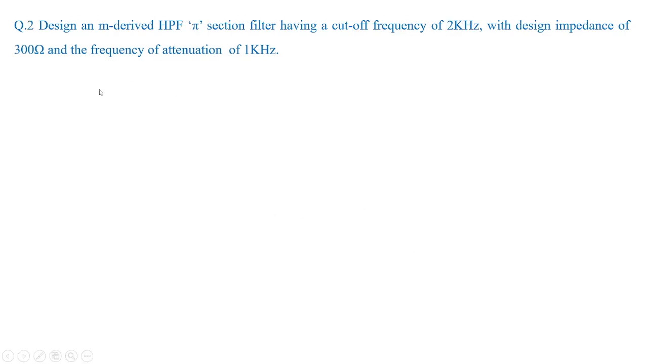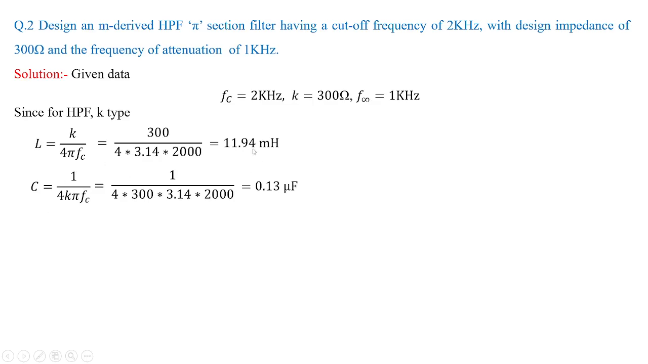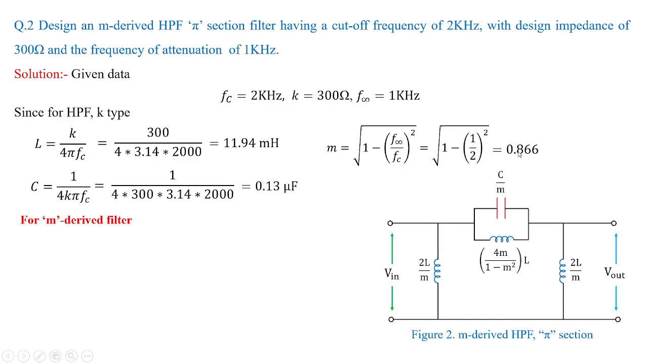Let us go with another problem where we need to design a pi section high pass filter, and the data is given as fc equal to 2 kilohertz, k is 300 ohms, and f infinity is 1 kilohertz. Okay, we know the formula for L and C, and it is given by 11.94 millihenries, and the C value is 0.13 microfarads. Now M is calculated. M is obtained to be 0.866. So this is a scaling factor.